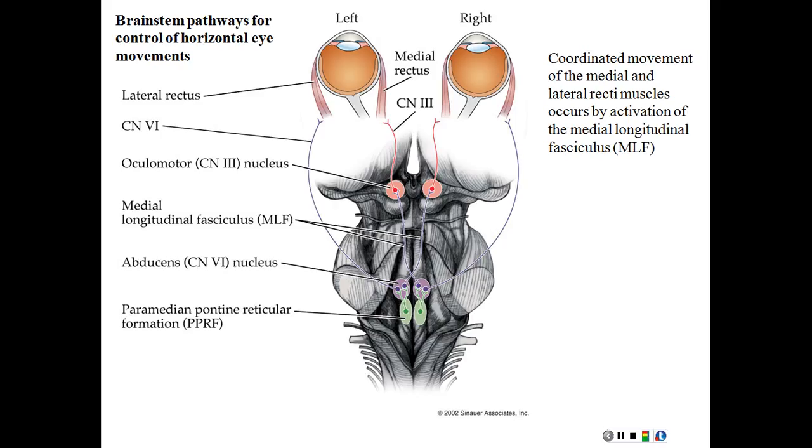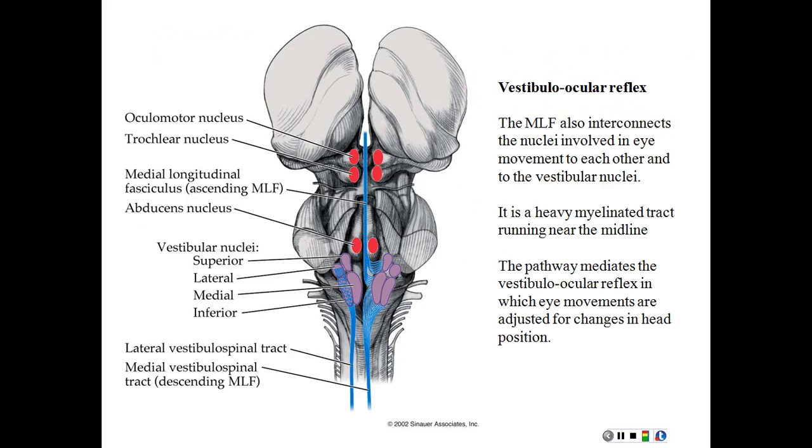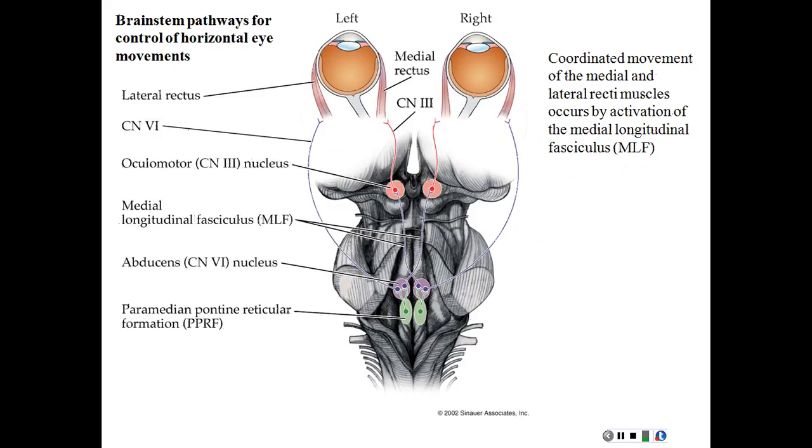Well, it's got to be this idea of sharing information between the nuclei of our 3 cranial nerves, oculomotor, trochlear, and abducens. And there's a major pathway that projects among these neurons and interconnects them, and that's this thing called the medial longitudinal fasciculus. This is a very heavily myelinated pathway that travels in the brainstem and interconnects our nuclei.